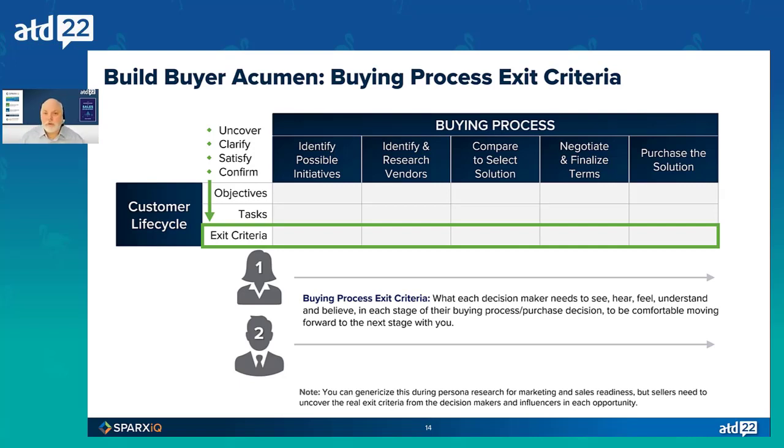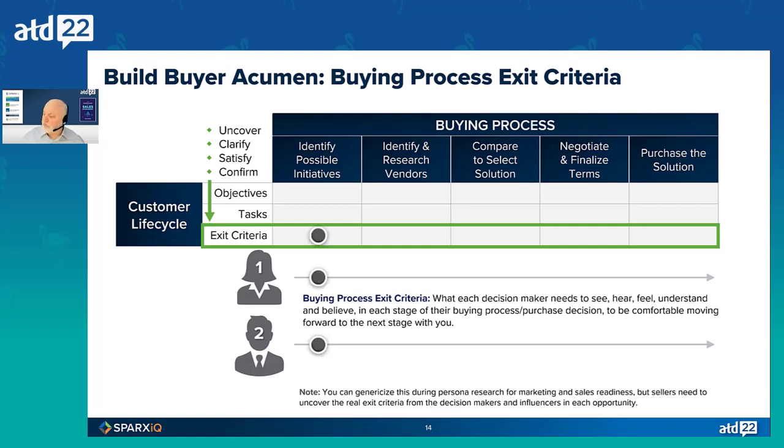Your job in the upper left here is to uncover these exit criteria by persona when you're doing the persona work, or by real buyer in a deal, clarify to really ensure you understand them, satisfy those exit criteria as best you can, and then confirm that they've been satisfied. Now, here's the tricky thing about exit criteria, but also the thing that makes this concept powerful.